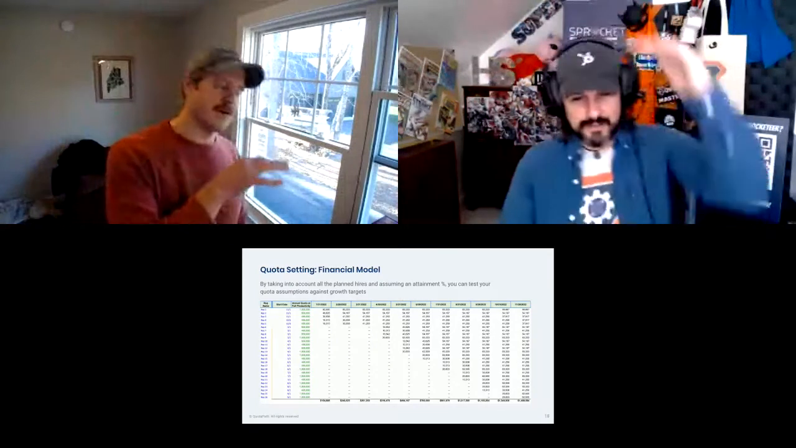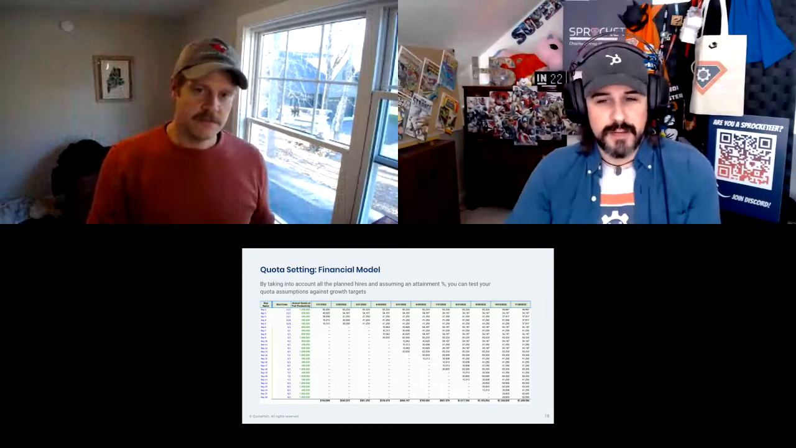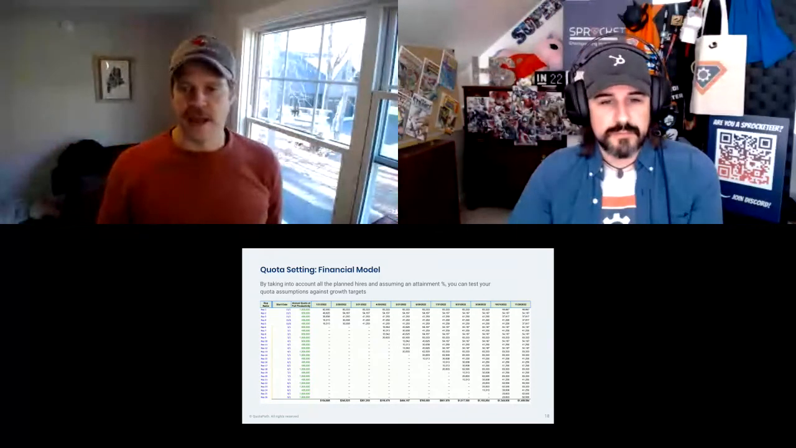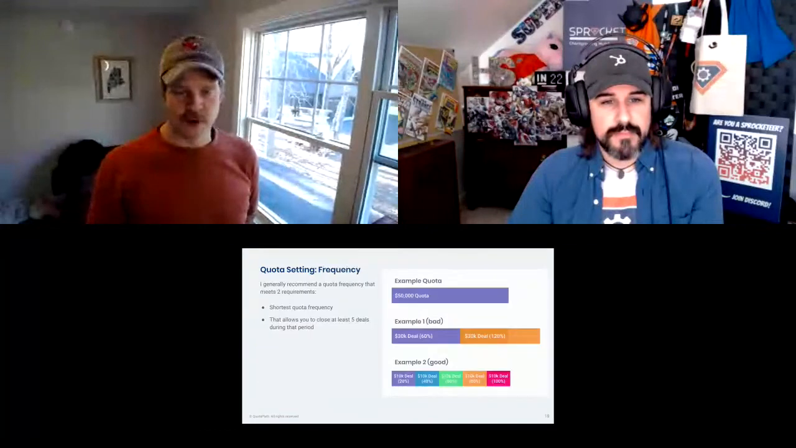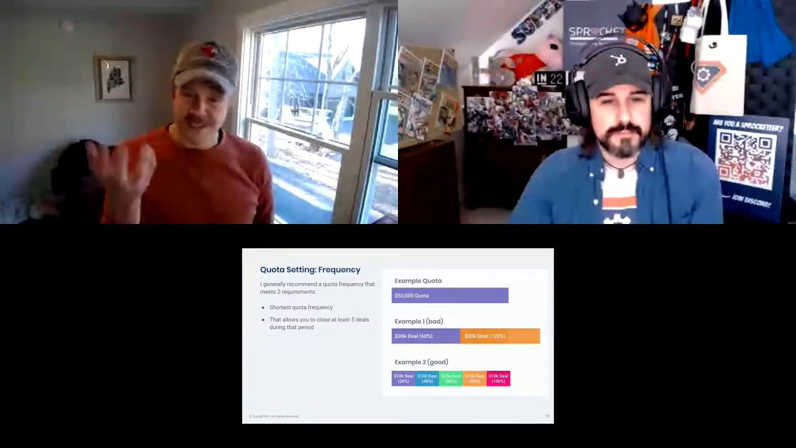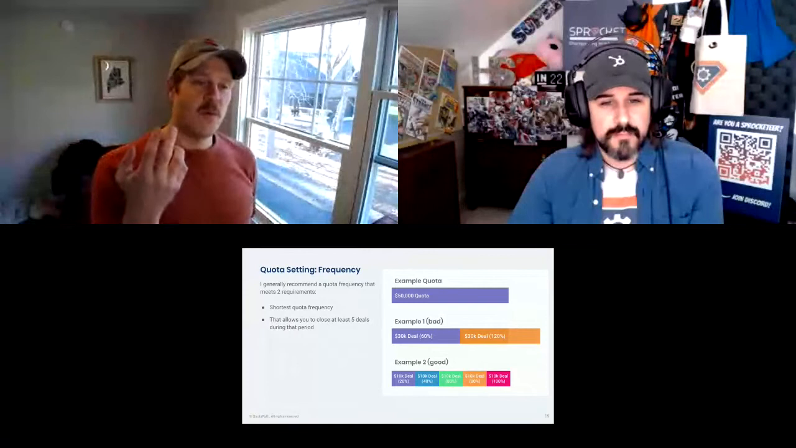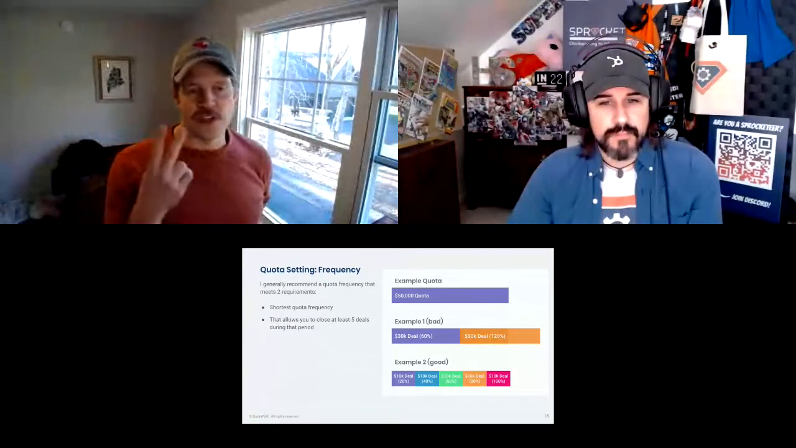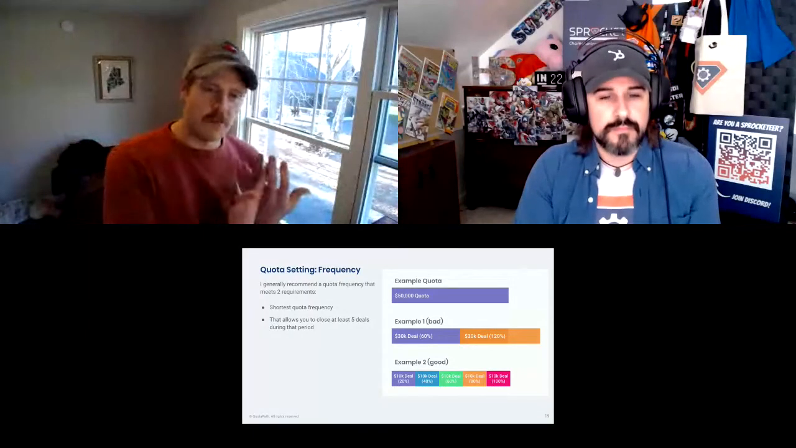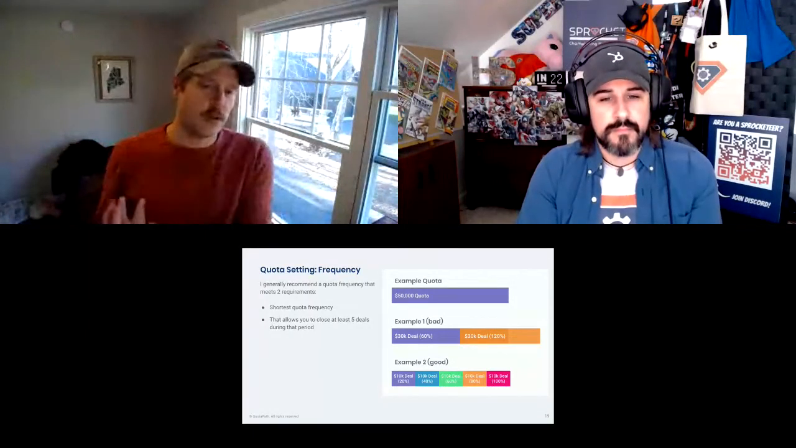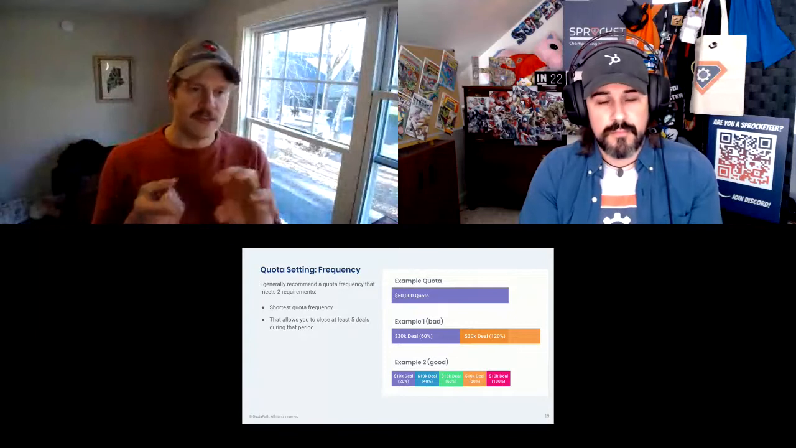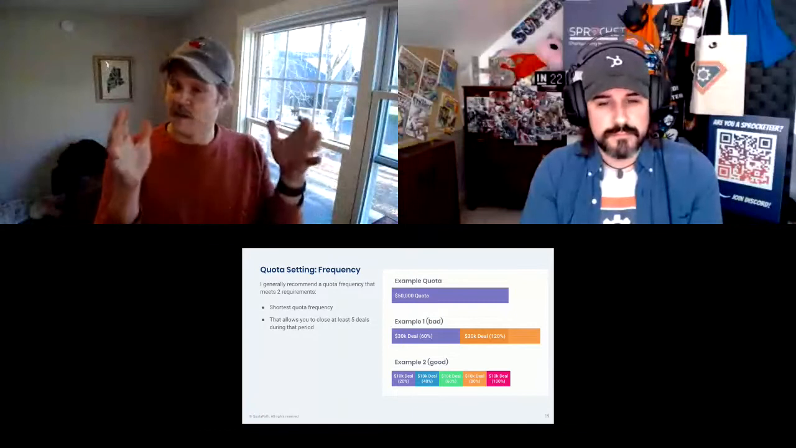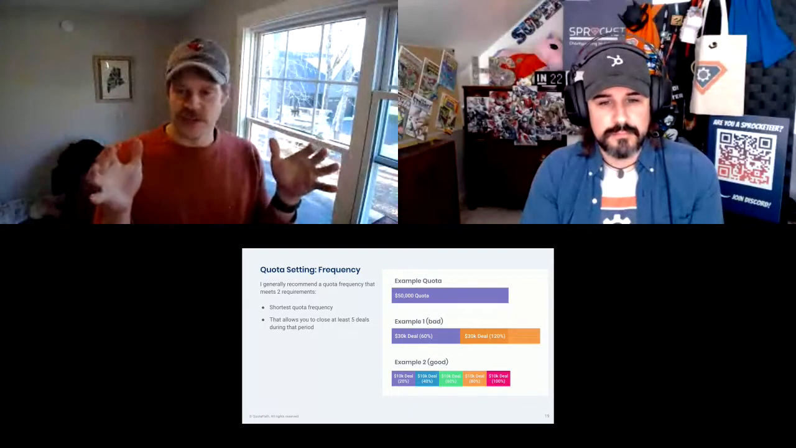So once you've set the quota amount, let's say it's a 200K person, 4X multiplier, we're at $800,000 a year. We need to set the quota frequency. Now, this is where the compensation hub, comp.QuotaPath.com, can really help you out because it does this math for you. But you want to balance two things. You want to find the shortest possible quota frequency that makes sense for your business, because the more often we measure our progress towards goals, the more likely we are to attain them. But we also want a period that allows you to close at least 5 deals during that period.